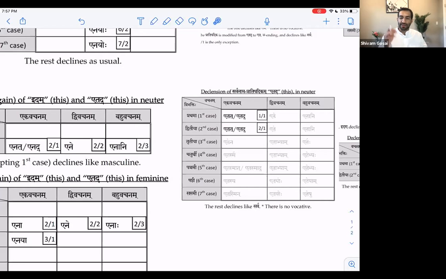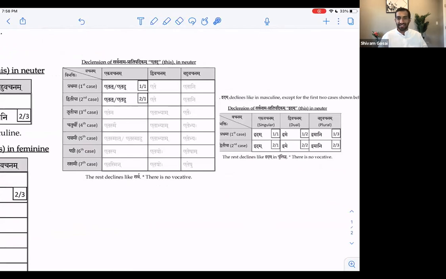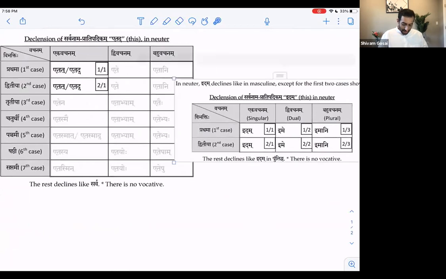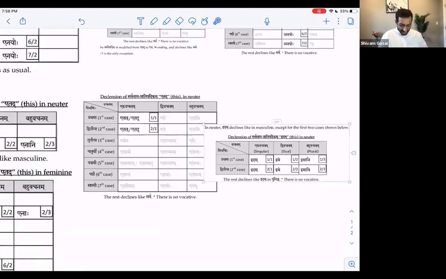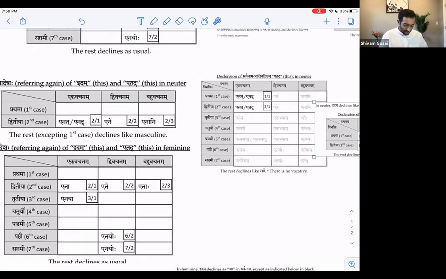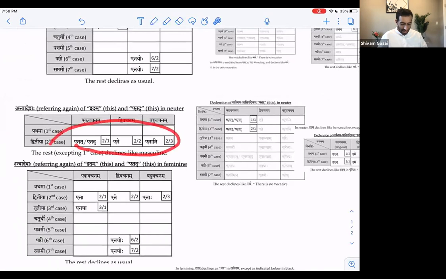Let's chant the first two cases of etad together. Etad, etad, ete, etani. Etad, ete, etani. So then this is enat, ene, enani. Similar to jnanam, jnane, jnanani. And now, remember, idam in Napumsaka looks like this. Idam, ime, imani. Idam, ime, imani. So that second case, idam, ime, imani, when I'm using Anvadesha, instead of idam, ime, imani, I'm going to use enat, ene, enani.